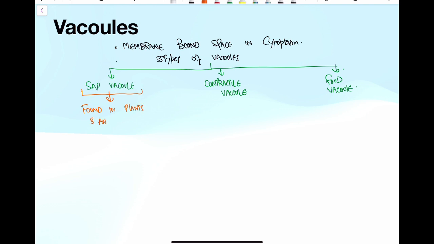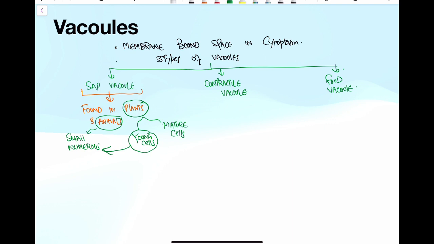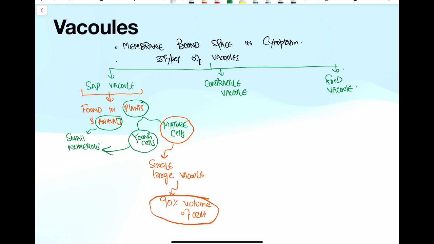Now, animals have small numerous sap vacuoles. But in plants there is a difference. In young plant cells, we again have these small numerous vacuoles. But in mature cells, there is a single large vacuole which occupies 90% volume of the cell. And this single large vacuole is called as central vacuole. Okay, you must remember this.